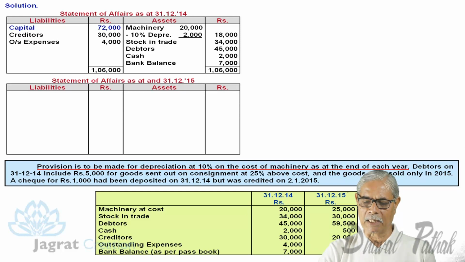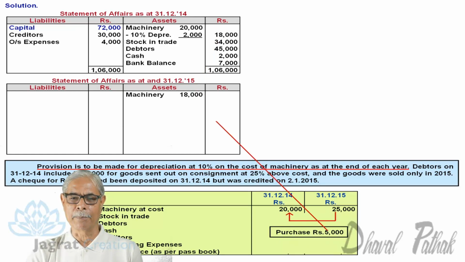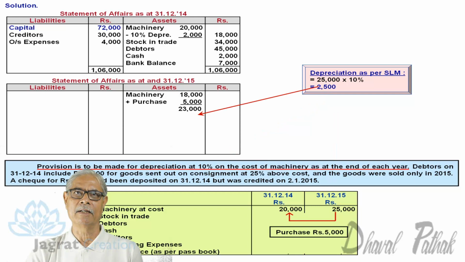Now I want to prepare a statement of affairs as on 31st of December 2015, wherein machinery opening balance 18,000. As I told you, 5,000 purchases will be added thereto, and from this 23,000, depreciation will be deducted by straight line method because the depreciation is to be provided on cost. So 25,000 into 10%, 2,500. So depreciation 2,500 deducted. So the machinery balance in the outer column will become 20,500.